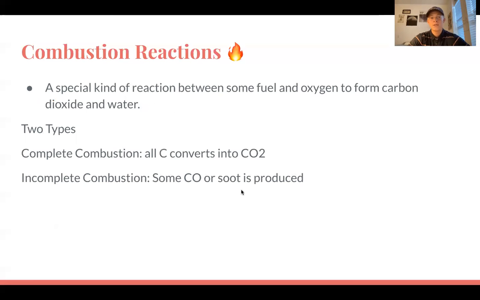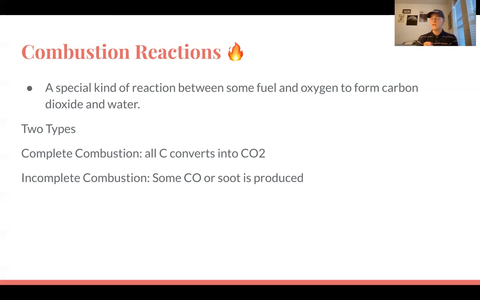So let's move on to combustion reactions. Fire. Pretty sweet. Combustion reactions are a special kind of reaction between some type of fuel and oxygen in order to form carbon dioxide and water. There are 2 types of combustion reactions, and they're complete combustion and incomplete combustion.